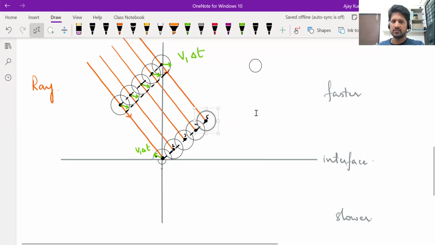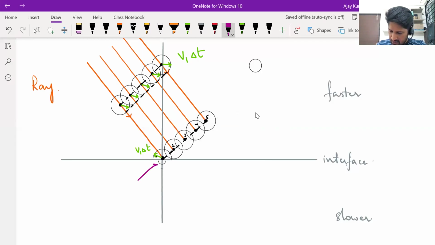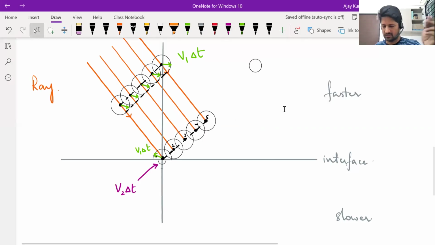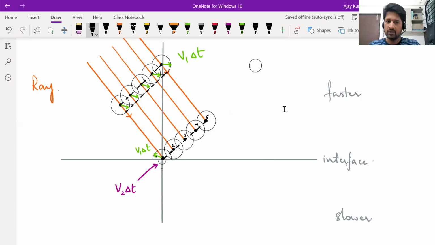So these circles all have radius v1 delta t, but this semicircle that you see here, the disturbance created in the second medium, has a radius v2 delta t now. Because in the second medium, the disturbance propagates with a speed v2 itself. You can't do anything about it. Now, how do we draw the wavefront? The wavefront is nothing but a common tangent drawn to all these wavelets.